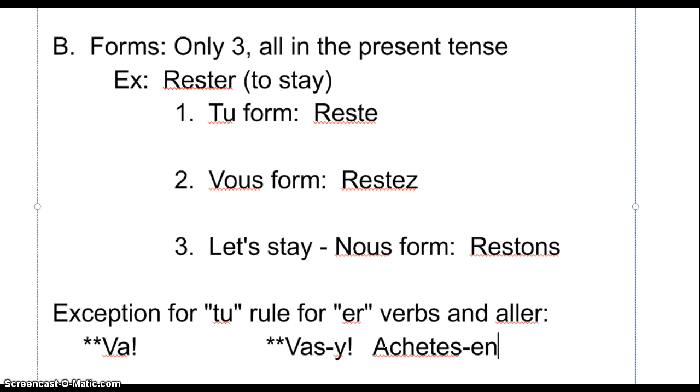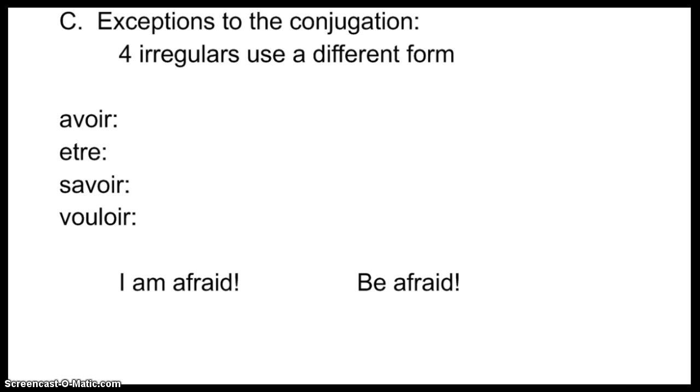So don't worry too much about which pronoun it's going to be for right now. We'll cover the pronouns much later. But when you're making an imperative, you just have to pay attention. If you have a vowel that follows your verb that dropped your E, it was an ER verb or it was aller, then you have to put that S back in there. So the imperative is a very easy conjugation because it's just the present tense.